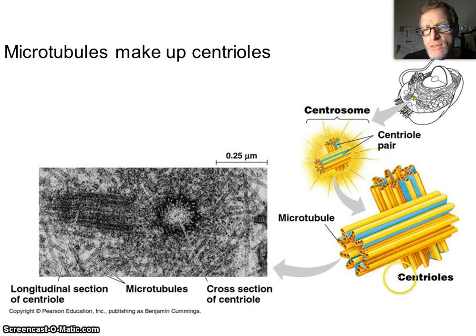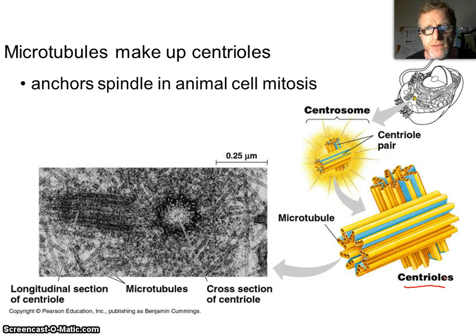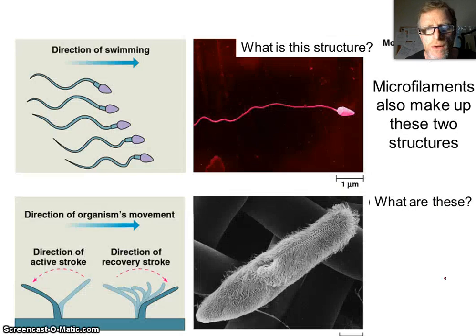Microtubules also make up these important structures found in animal cells called centrioles. Again, the centrioles are going to form an anchor for the spindle for cell division. They're found in animal cells, not plant cells, but they're important in cell division and anchor the spindle during mitosis.